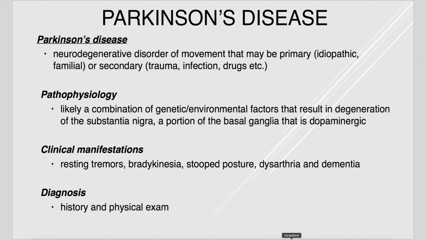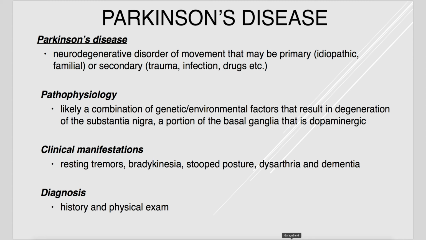And that's why you see things like resting tremors. You see that pill-rolling tremor. You see other problems with movement like bradykinesia, this slow movement. They'll have a shuffling gait. They tend to have the stooped posture. They'll have a flat affect. They have that mask-like face. It can progress to dementia, dysarthria, problems with speaking, problems with swallowing. So lots of clinical manifestations.